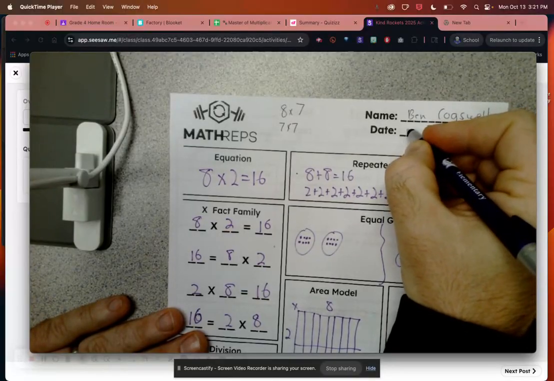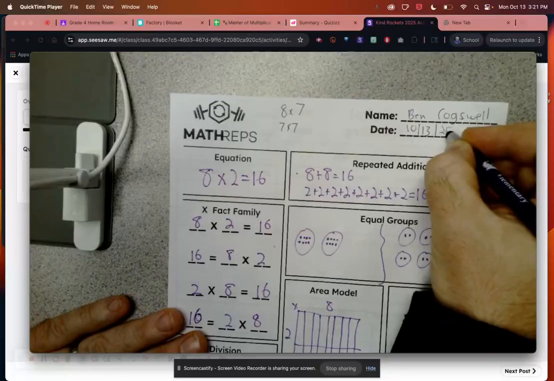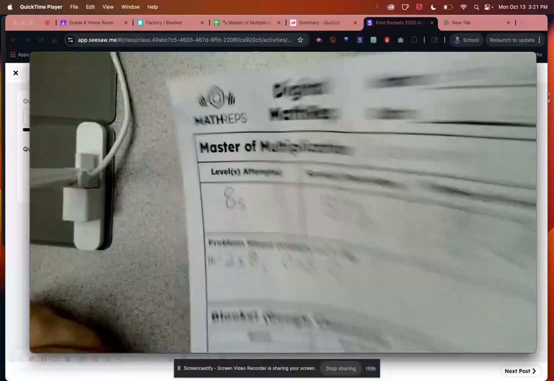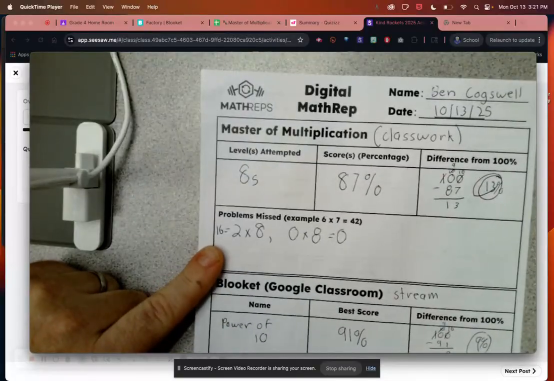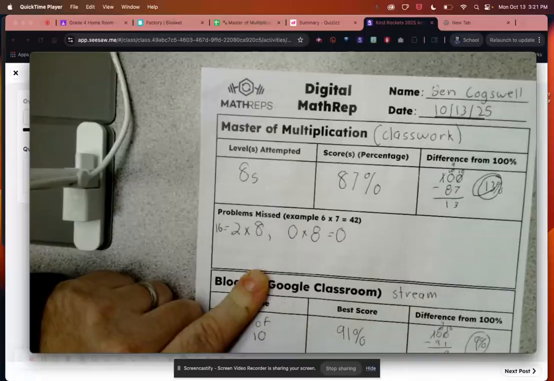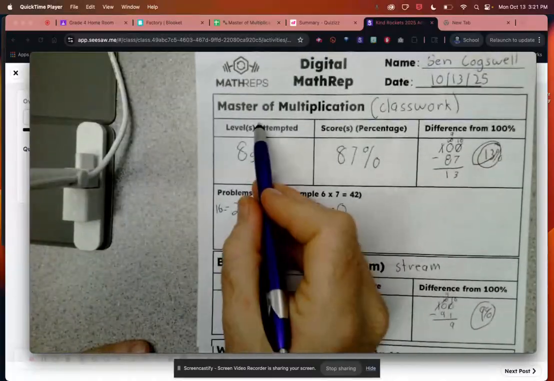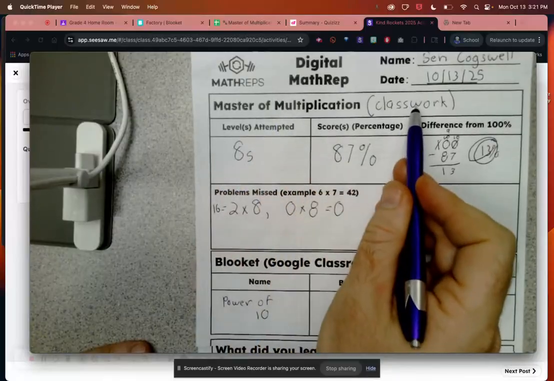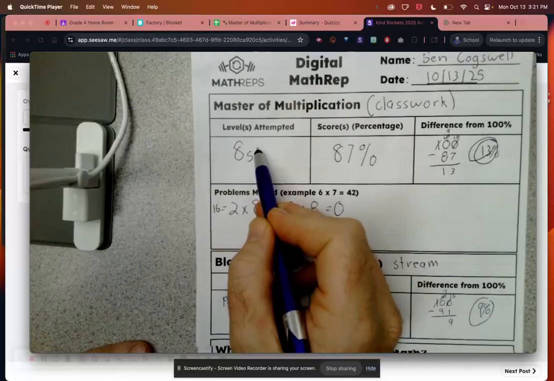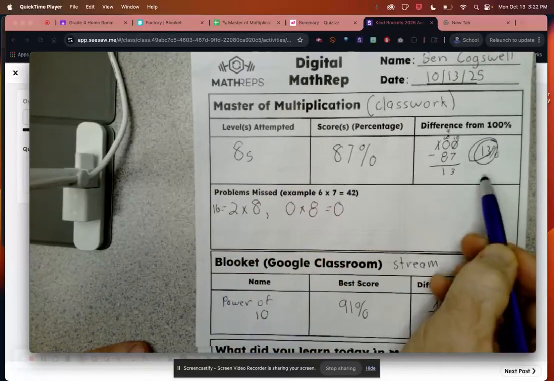And of course, remember, it's always good to make sure you put your name on your paper. All right, so where did we get this from? Well, we got the back from, if we need to, the problems that we missed on the front. I only chose one of them. This is the one I chose. If you didn't miss any, you could always do this problem up here. Okay, I did the whole math rep. Where was this from? This was master of multiplication in classwork. Again, I attempted my 8s. I got an 87. I took 100 minus 87, and my difference was 13.